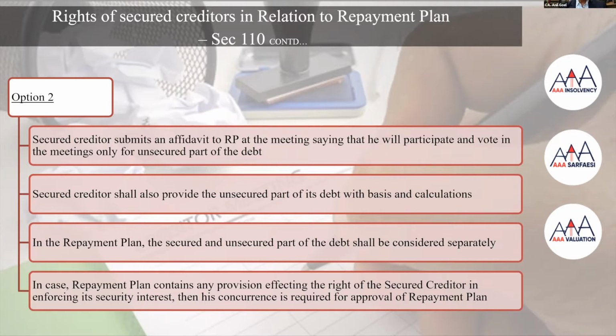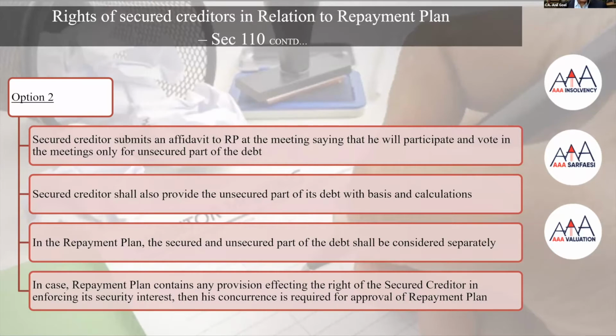So he would submit his claim only for the unsecured part: 20 crores minus 10 crores as the estimated value of the property, and the balance is 10 crores. That balance 10 crores would be considered as the unsecured part of the debt, and the creditor who is not forfeiting his right, who is keeping the right with himself, would participate in the meeting only for the unsecured debt and not for the full debt.